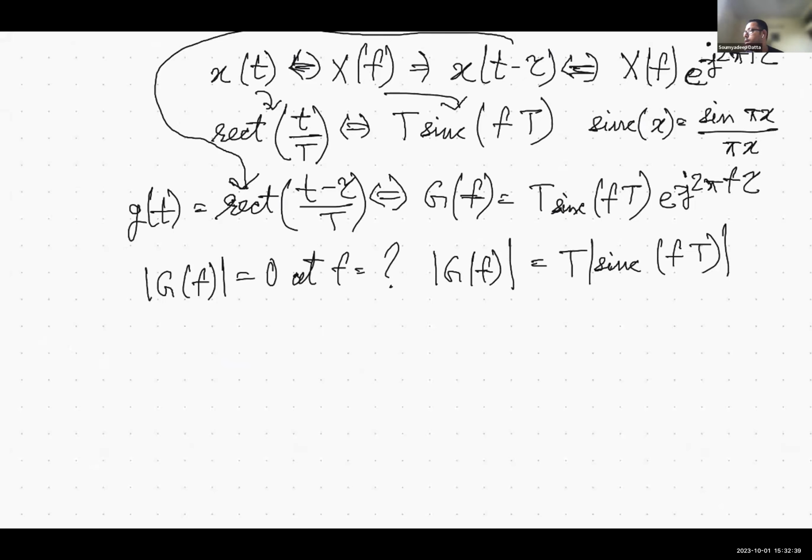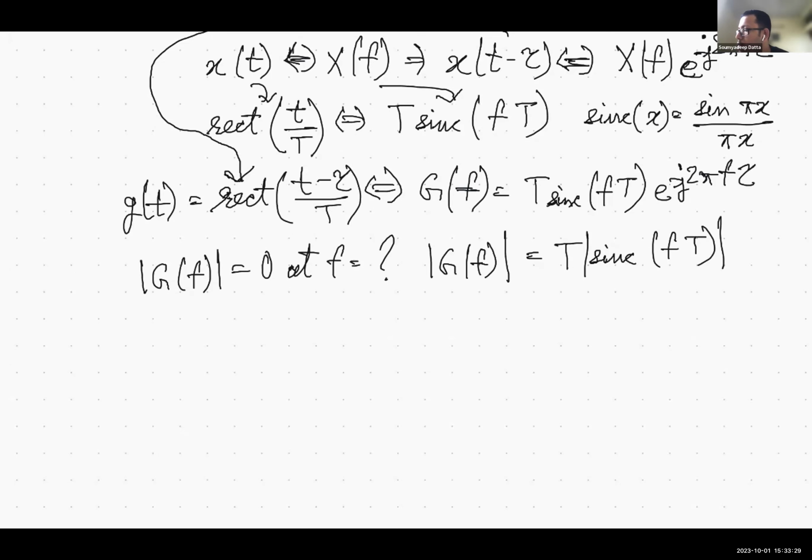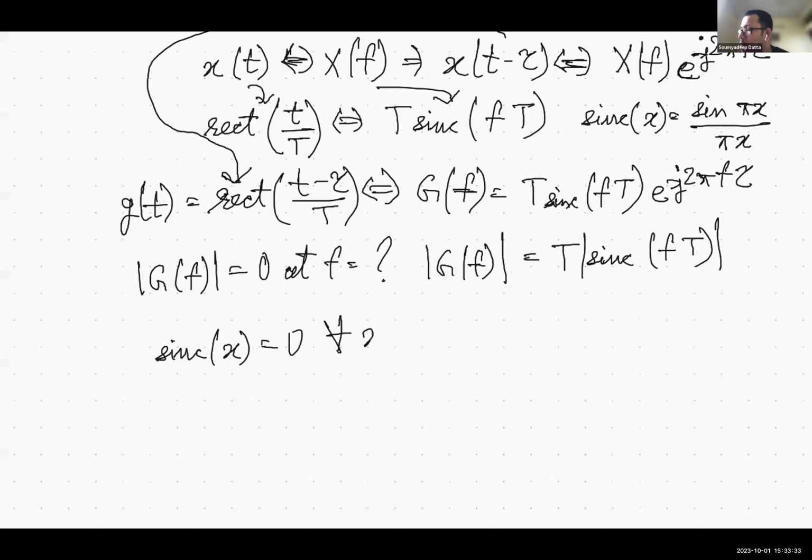And so what do we know about this sinc function? Sinc function is 0 at integer values that are not 0. Because sinc is sine pi x by pi x, at any integer value other than 0 it is 0. At 0 we have to take a limit of 0 by 0 and it comes out to be 1. But at all other integers, sinc function is 0 because sine n pi is 0 for all n. So let's write that sinc of x equals 0 for all x belonging to integers other than 0. I hope this makes sense.